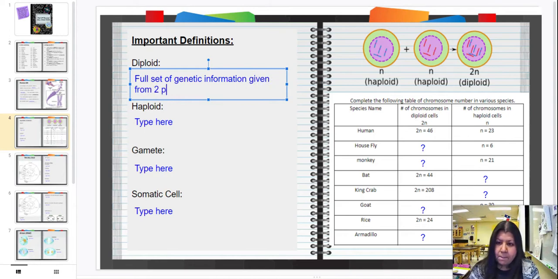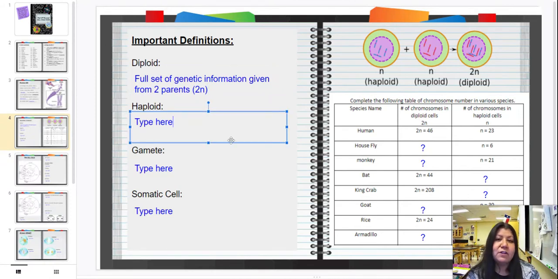given from two parents. So sometimes we express diploid as 2n. Okay, so just like how in algebra class you might have x equals whatever, or maybe 4x equals whatever, a diploid organism is 2n. So n represents the amount of genetic information. So a haploid would be a half set of genetic information.